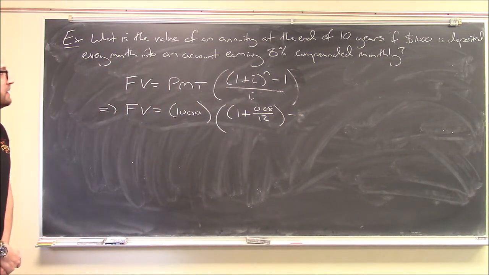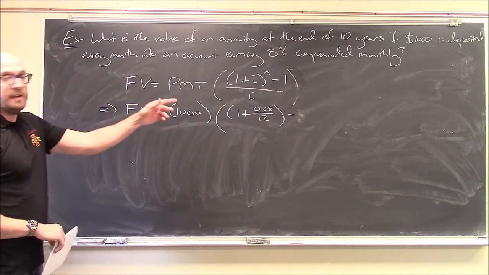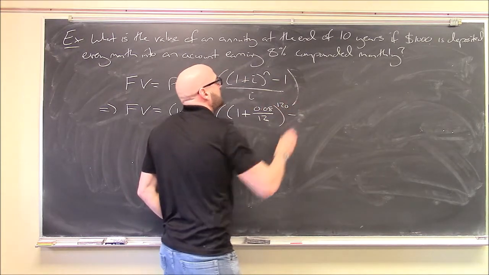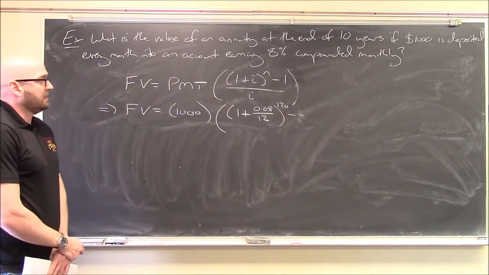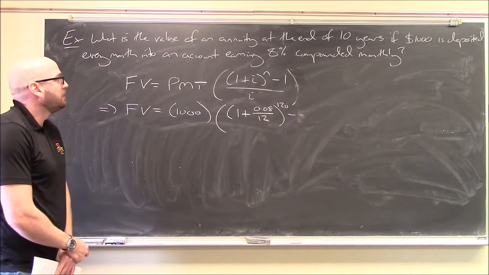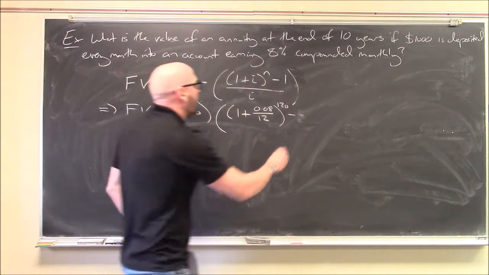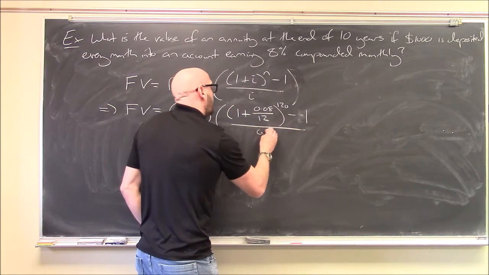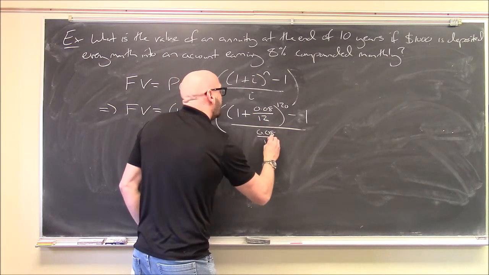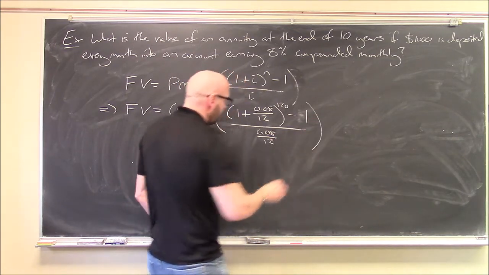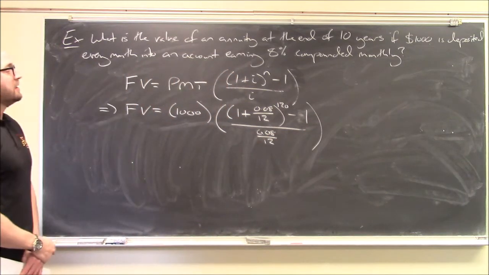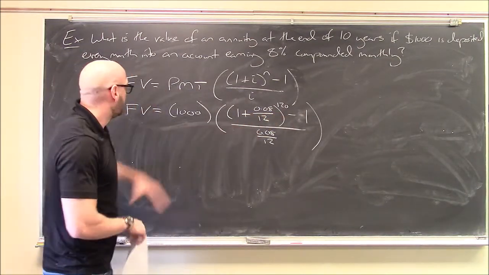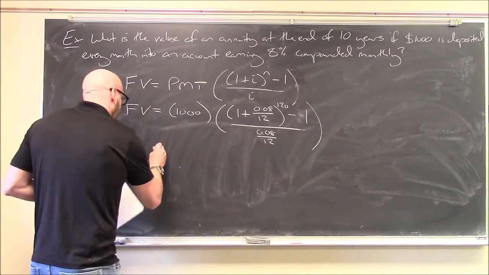How many total periods do we have? Well, we've got 12 per year times 10 years would be 120 total periods. Right, it's 12 times 10, 12 per year times 10 years. Minus 1 over i once again, so over 0.08 divided by 12. And you plug this all into a calculator. Again, be careful not to round until the very end.